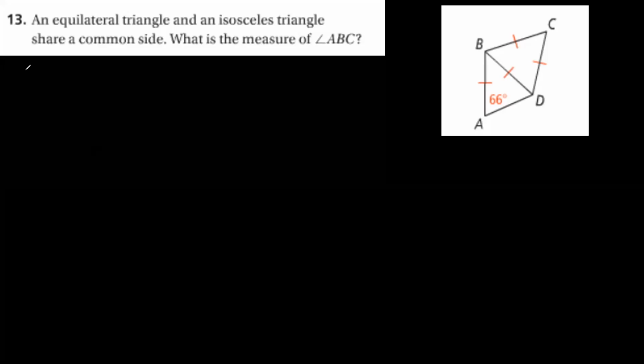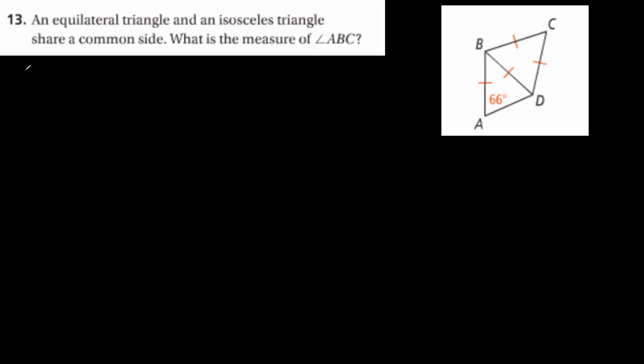Here, as you see, we have BCD, which is an equilateral triangle. That means all the sides here are equal. And in the triangle ABD, we have an isosceles triangle with AB equal to BD. He asked me now to find the measurement of the angle ABC.